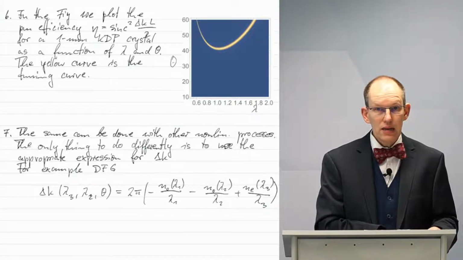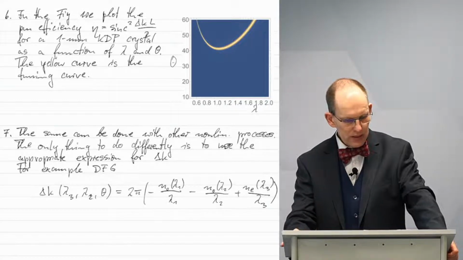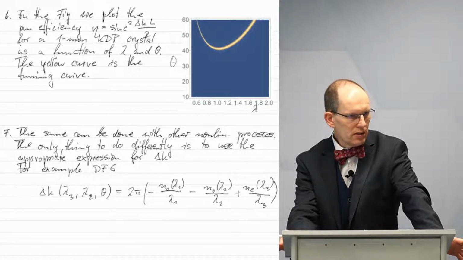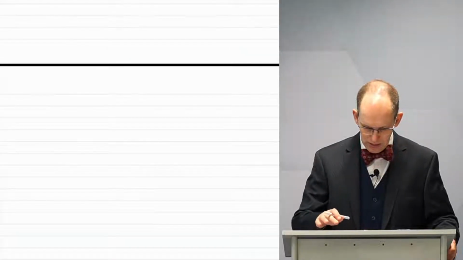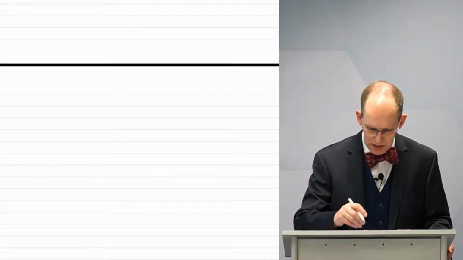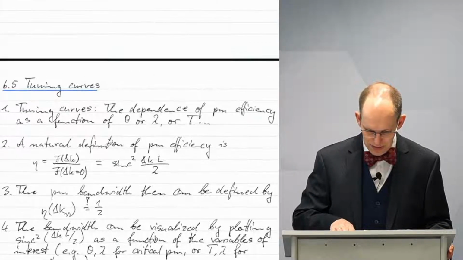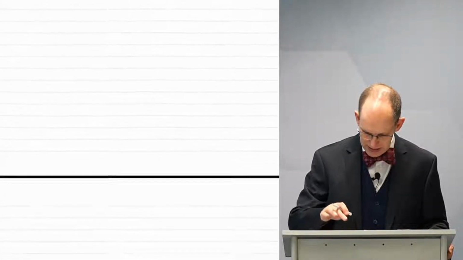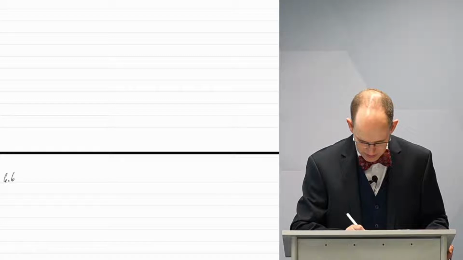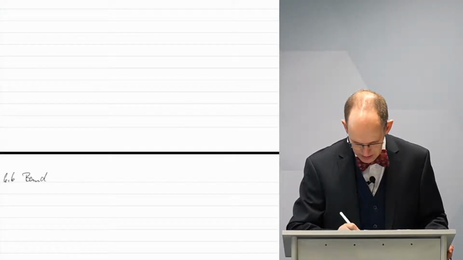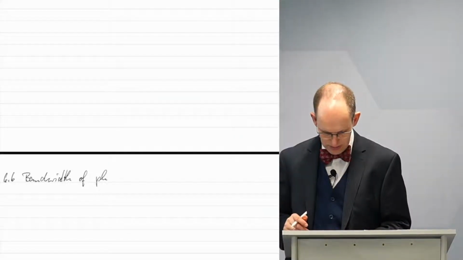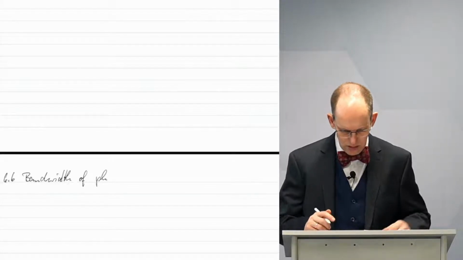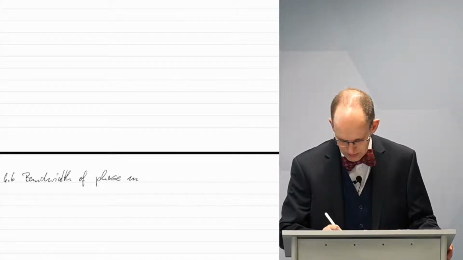Well, we talked already about the bandwidth of phase matching, and now we want to calculate it actually. Yeah, so this would be here the next subchapter, to calculate the bandwidth of phase matching. Let me see what chapter we have in fact. So this would be 6.6, bandwidth of phase matching.